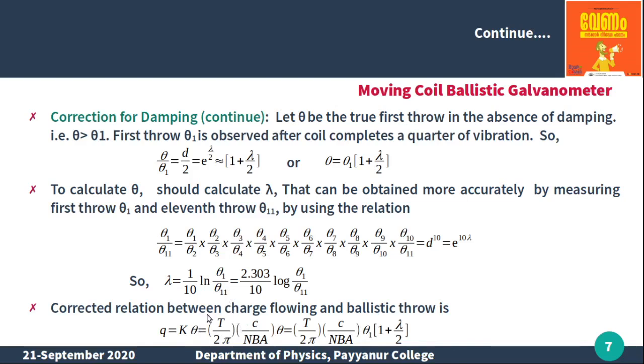This will give you the value of charge that is flowing through the galvanometer for a ballistic throw, the first ballistic throw theta. But we are getting theta 1, so we go to theta. So this is the equation that we use to get the charge that flows through the galvanometer when a current is passed through it, by measuring the ballistic throw or the deflection of the coil. Actually, the deflection of the coil is measured by the deflection that we observe in the scale.